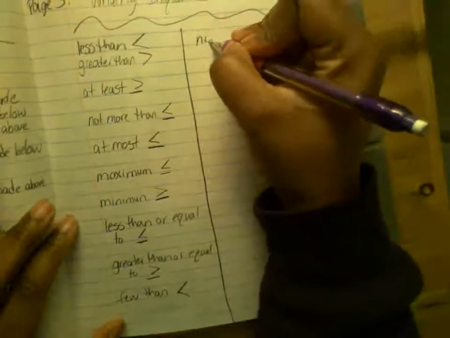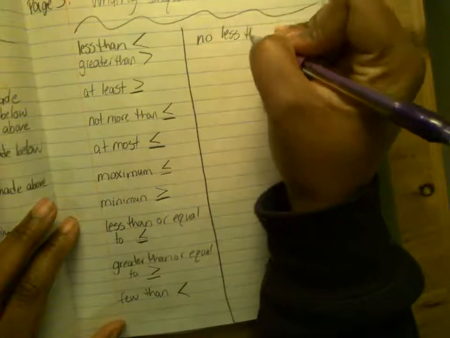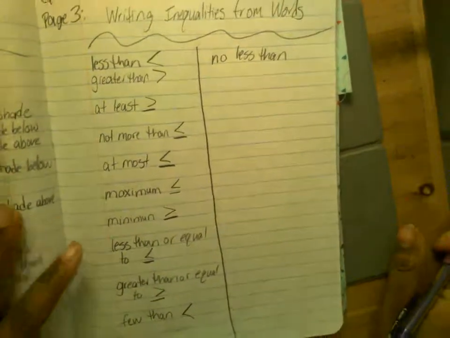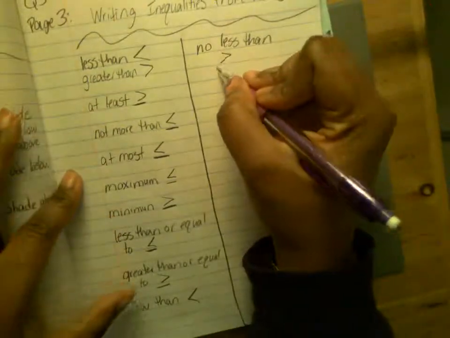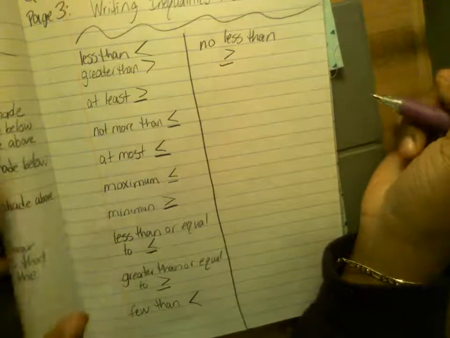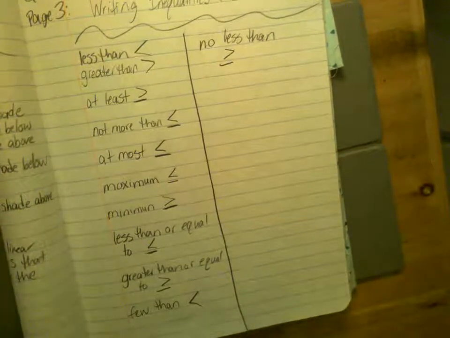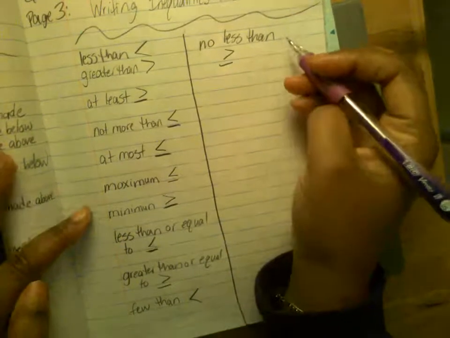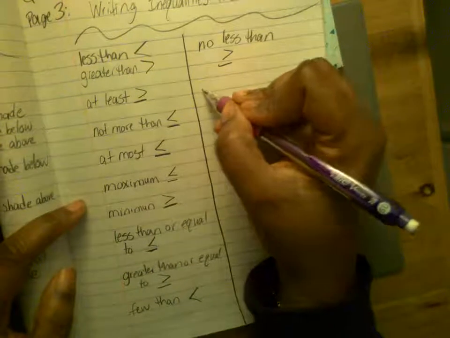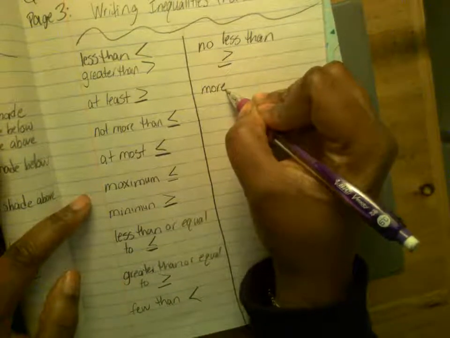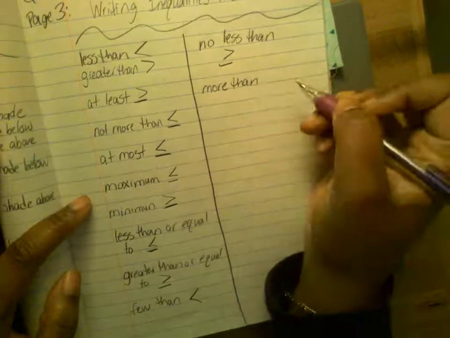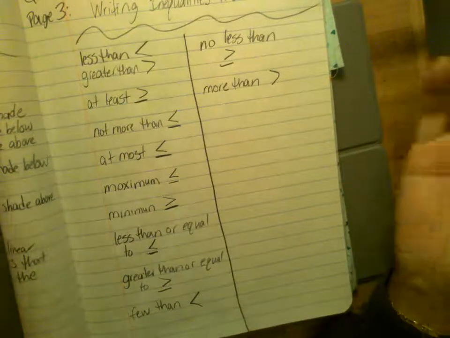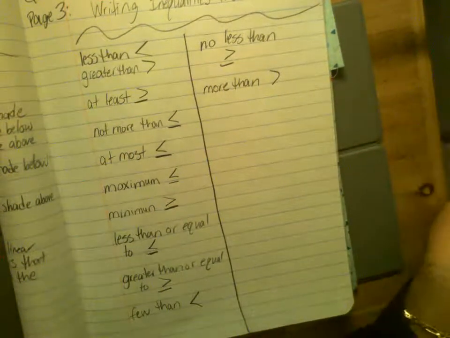All right. No less than, okay? I have no less than 6. That means it's equal to 6 or greater than 6. Greater than or equal to. No less than 6. That means I either have 6 or I have more than 6, but I don't have any less than 6. More than, of course, more than is greater. I have more than 7. That means I have greater than 7. I don't have equal to 7. I have more than it.